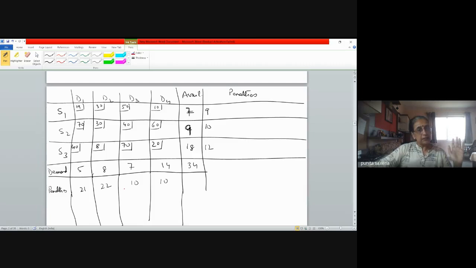Is this clear? Okay, that means what are we doing? First of all, out of all the penalties that we have calculated, we are going to choose the one that is maximum. Now, what are the penalties that we have calculated for this particular problem? In the first set of penalties, they are 9, 10, 12, 21, 22, 10, and 10. How much is the maximum? 22.